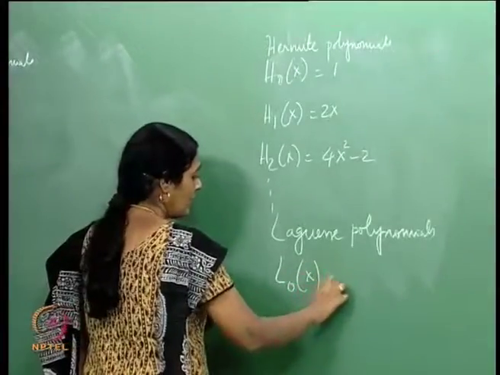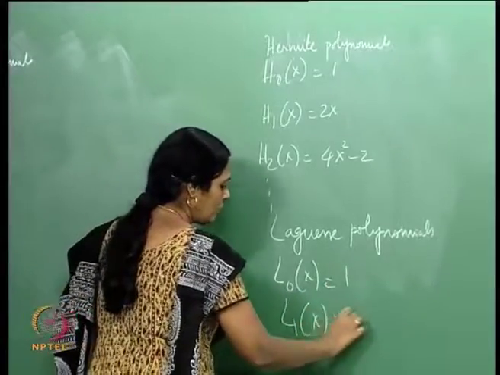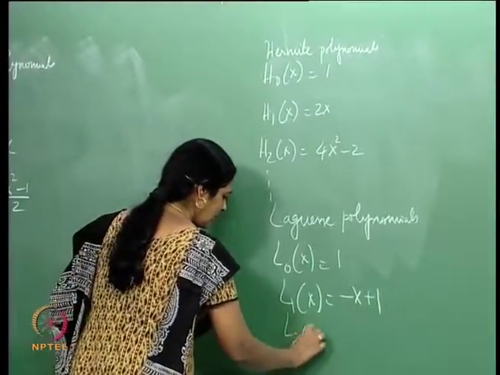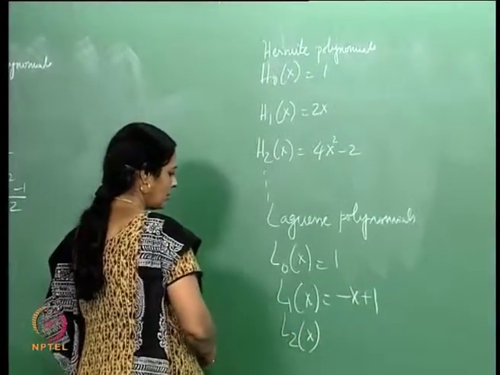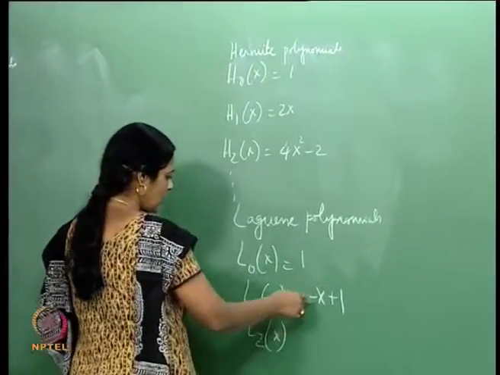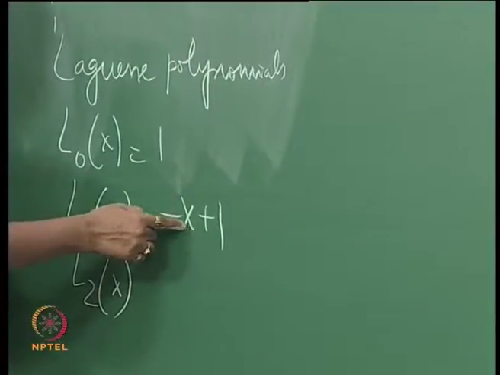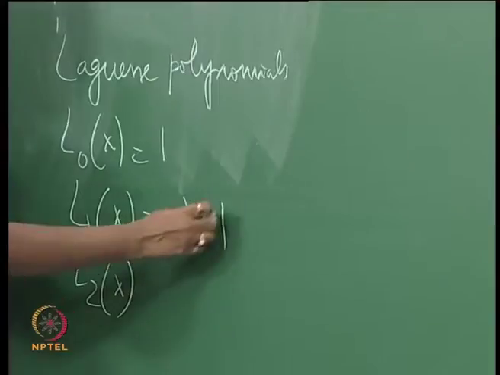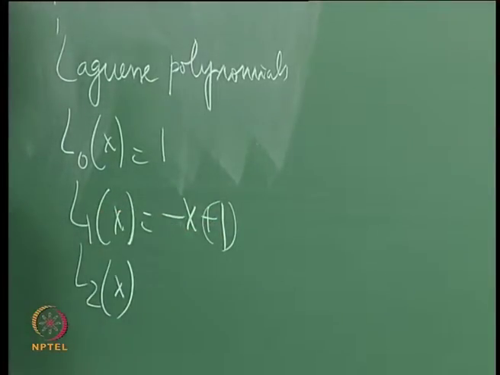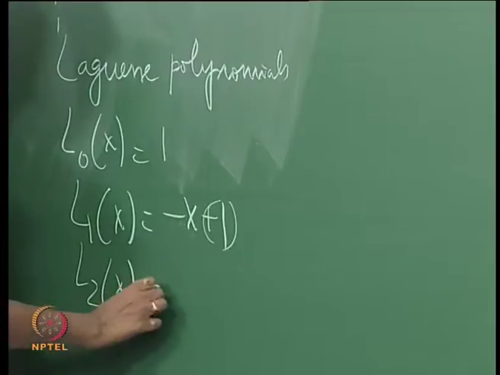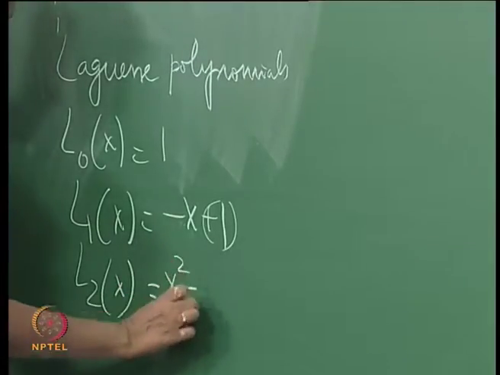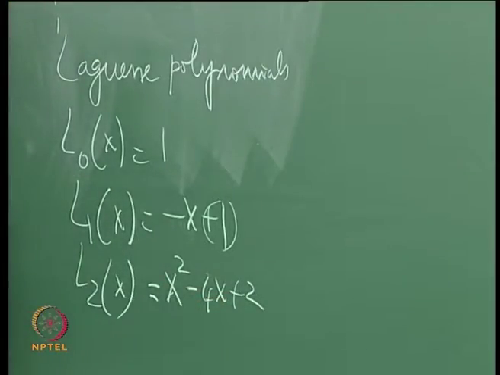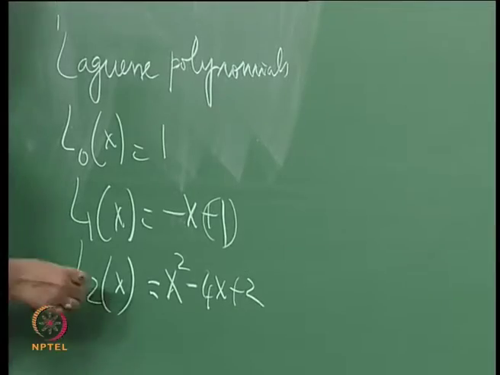L0 is 1, L1 of x is an odd function of x. So, there is an x and that just becomes L1 of x. When x goes to minus x, it becomes 1 plus x. Let us forget this. As far as x is concerned, it is an odd function. And L2 of x is x squared minus 4x plus 2 apart from a constant. So, that is a quadratic in x and so on.